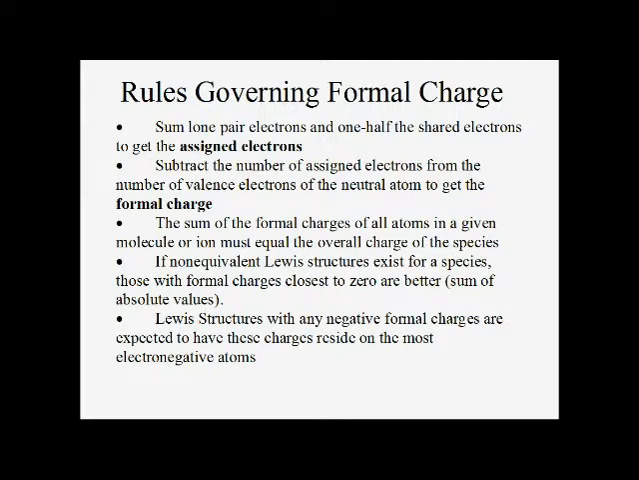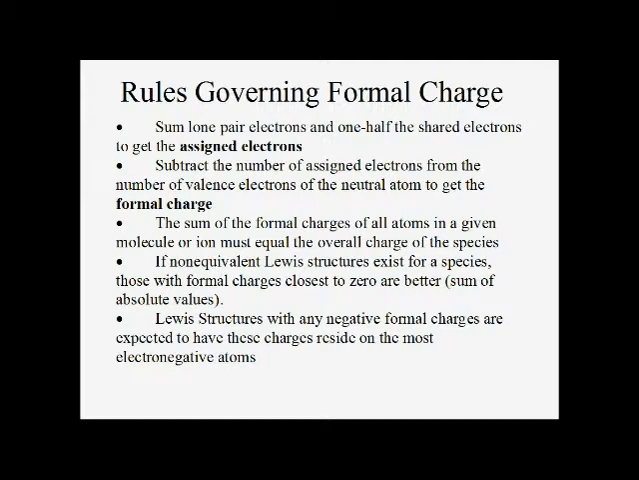One of the rules to show that you calculated formal charges correctly is that as we add the formal charges up for all the atoms of the compound, they must equal the charge of the overall species. So if we have a neutral compound, all the formal charges have to add up to 0. If we have a polyatomic ion, all the formal charges must add up to equal the charge of the polyatomic ion.